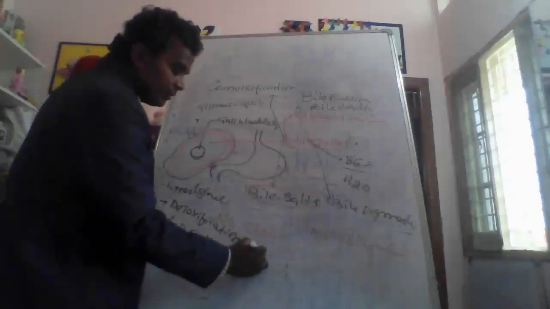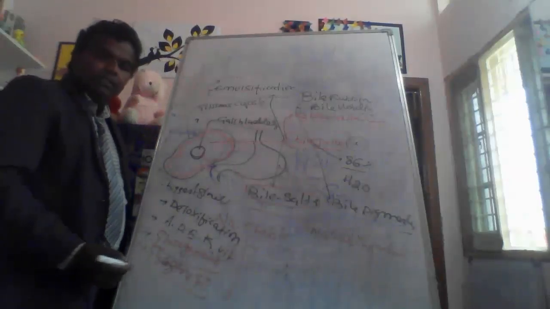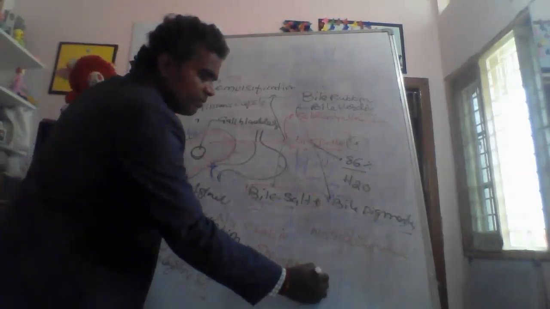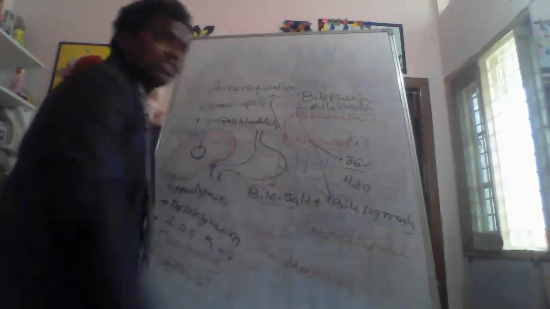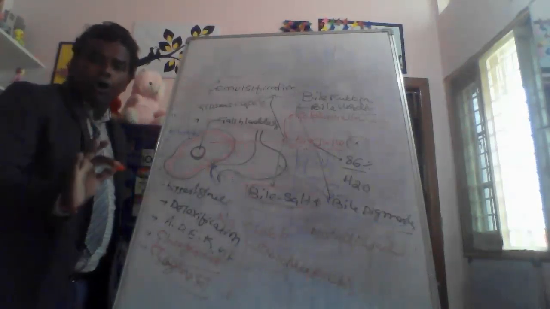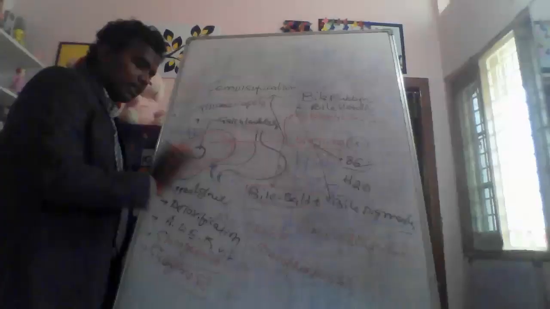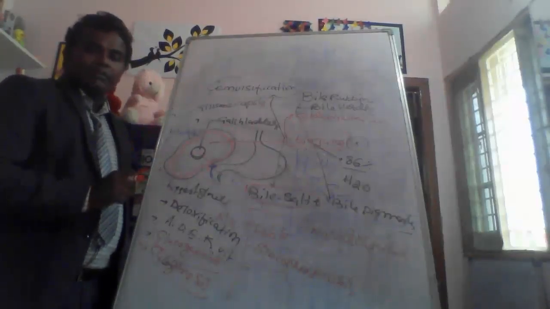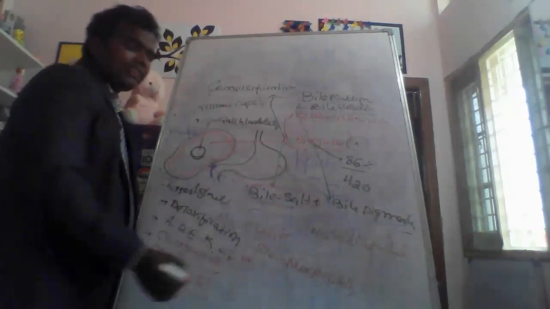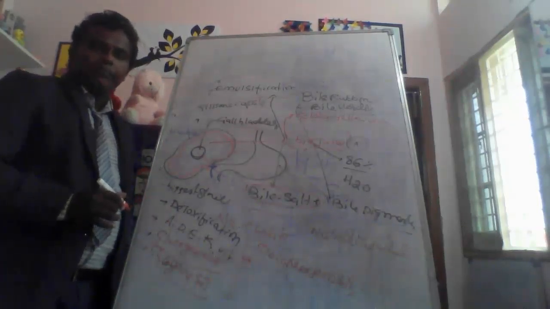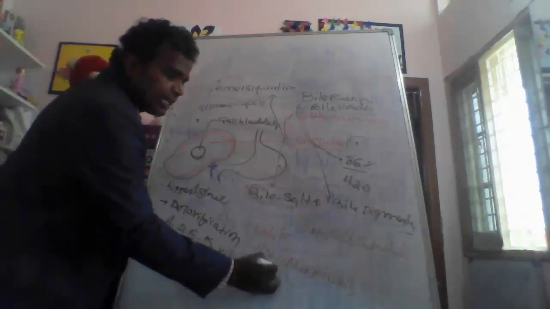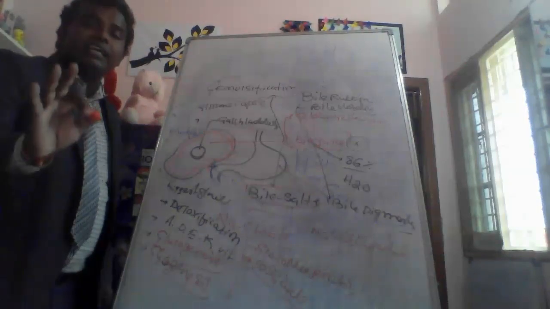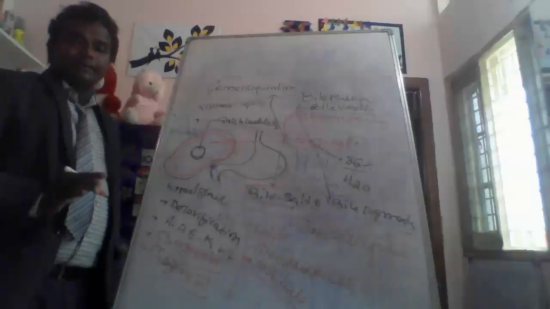Next function, gluconeogenesis. Gluconeogenesis function is done by the liver. That is one of the important ones. Next, in the liver, the Cori cycle takes place. Very, very important. Which cycle? The Cori cycle.